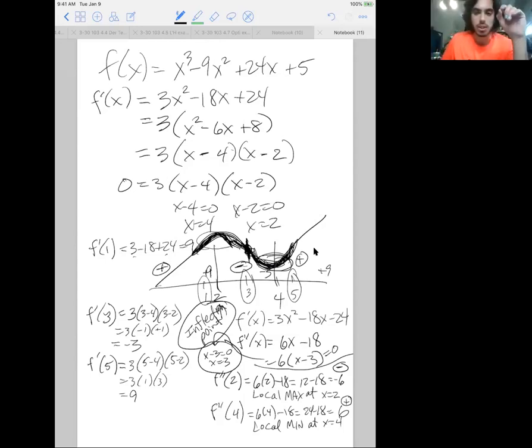I had a quick question on that. Go ahead, Chase. So I'm just a tiny bit confused on the very last part where you said f double prime of 2. That was a -6? Yes, f double prime of 2, that's correct. And so the -6 means it's concave down, which means it has a local max.